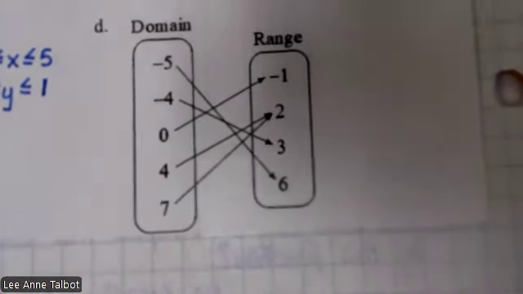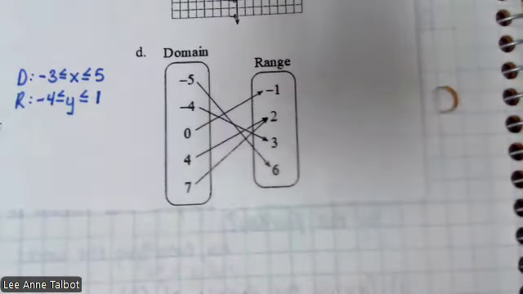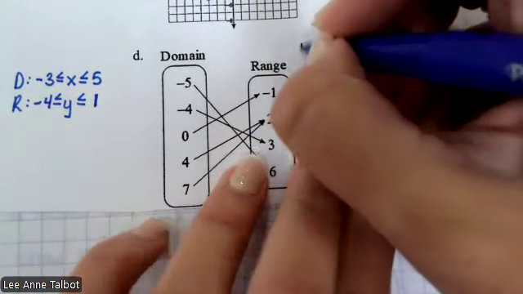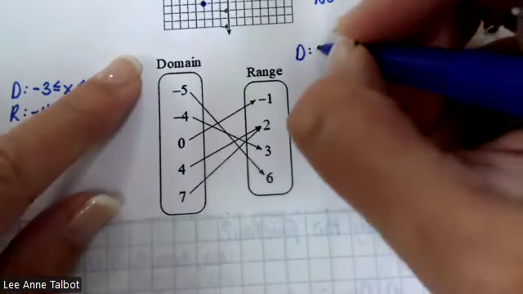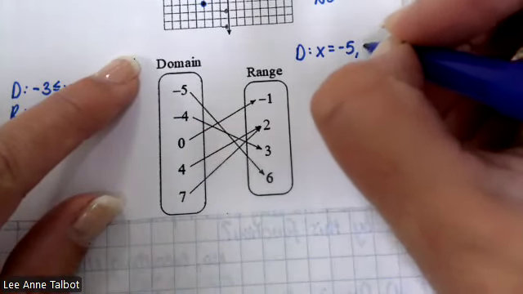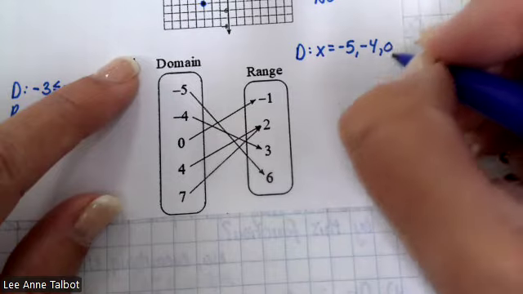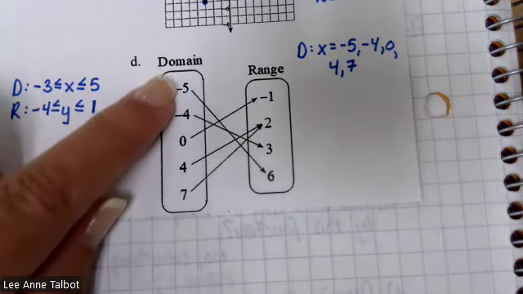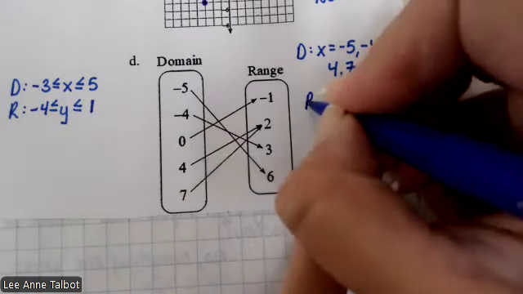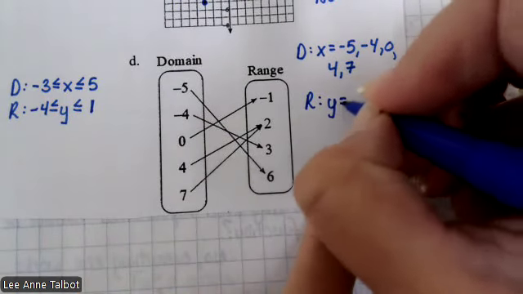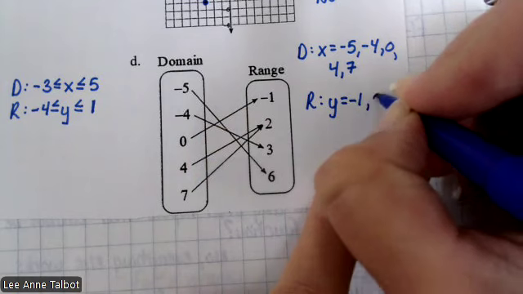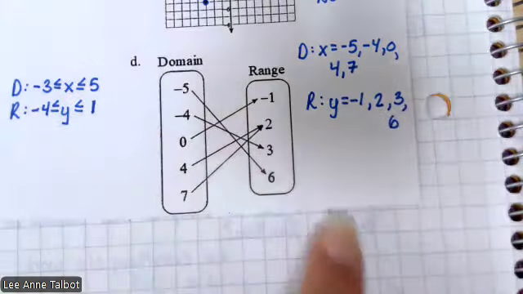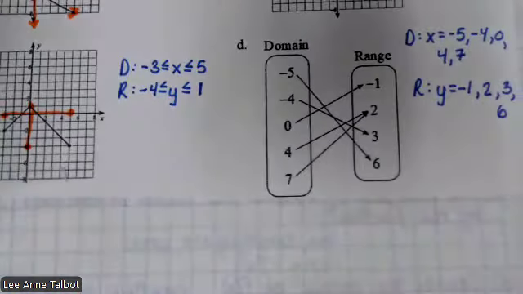Okay, now the mapping diagram, this is my favorite. Do you see that it labeled it for you already? So the domain is just a list of these. X equals -5, -4, 0, 4, and 7. The range is just y equals -1, 2, 3, and 6. You literally just list them.